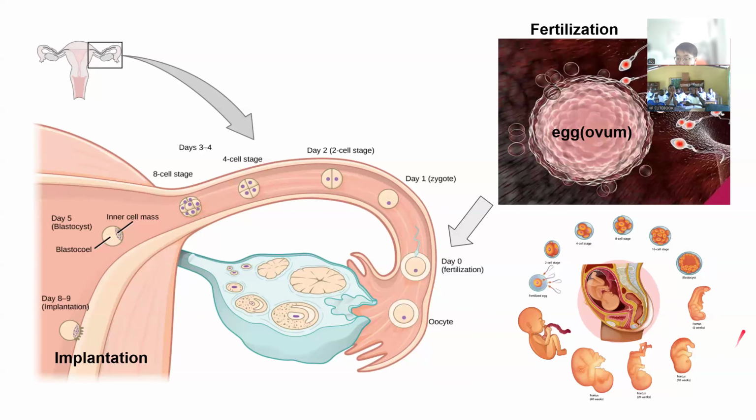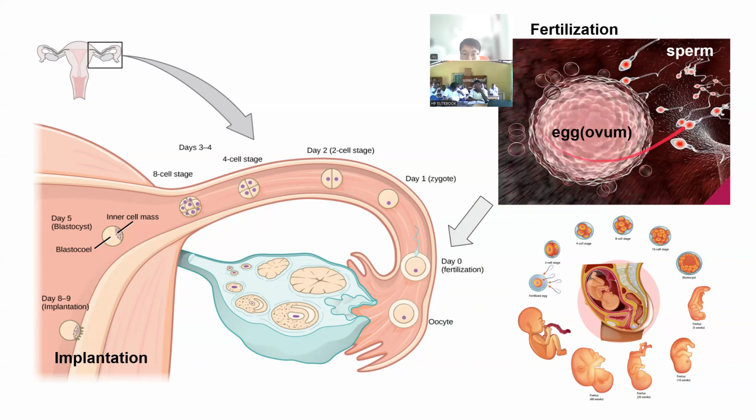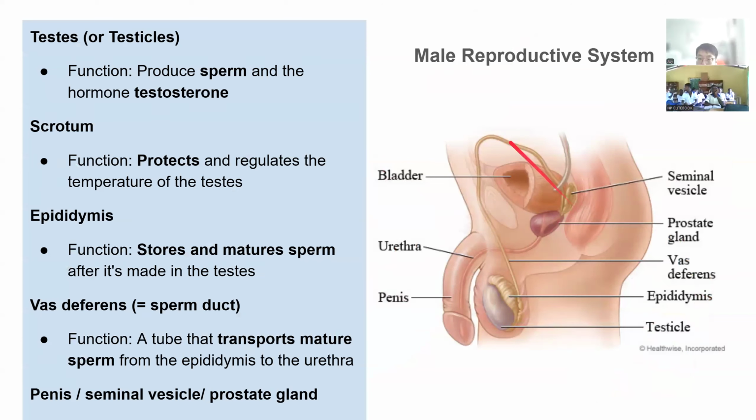And as it is implanted in the uterus, so as the cells travel through the fallopian tube, it's implanted here. And again, this just shows the fertilization process. And we can move on to the male reproductive system.